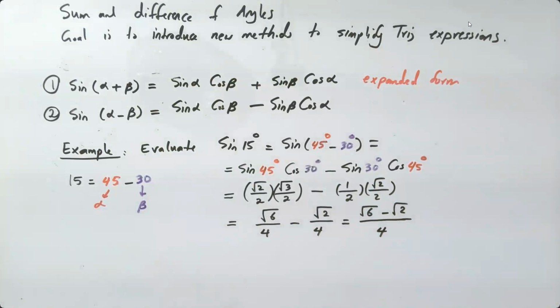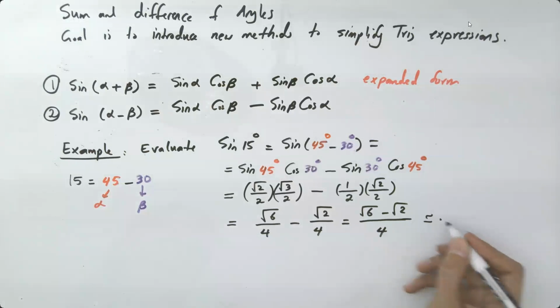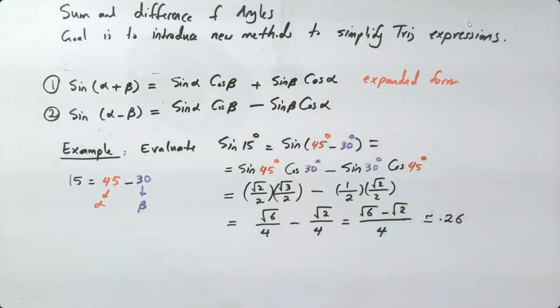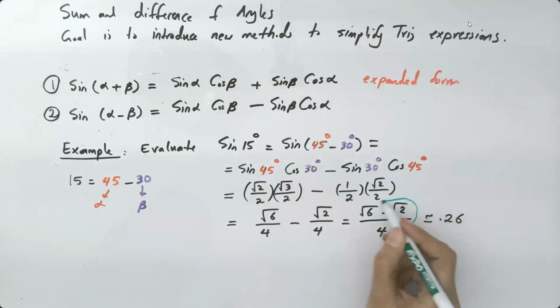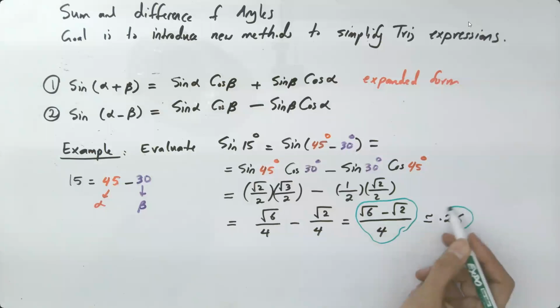Well, let us do the computation. If we do the subtraction here, square root of 6 minus square root of 2, it gives us 1.04. And let us divide this by 4. It gives us approximately 0.26. So both of these are acceptable answers. You can leave it as it is, or you can just use your calculator to approximate the number.